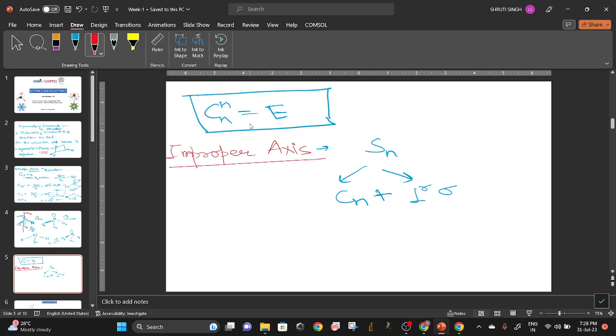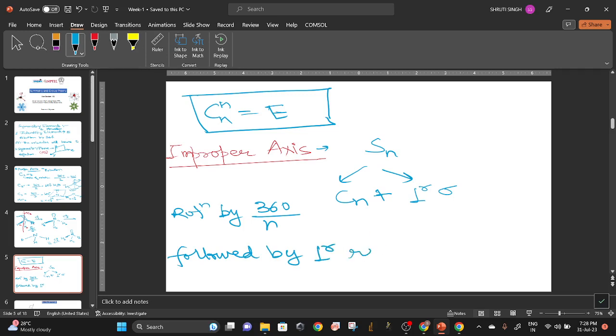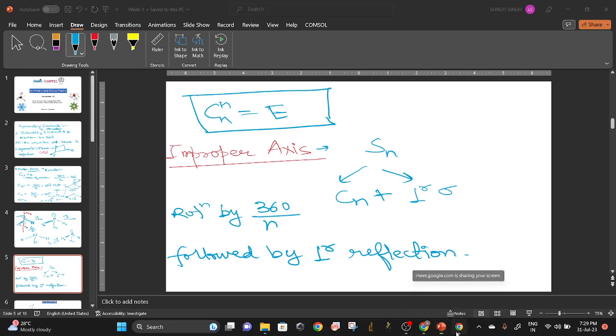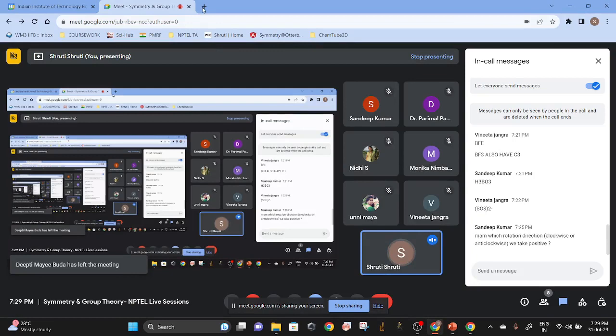Okay, so improper axis is rotation by 360 by N, that is Cn, followed by perpendicular reflection. Now what I mean by perpendicular reflection, I'll show you what Sn is. It's very difficult to draw everything here on the 2D thing, and my pen is also bad. I'll show you.